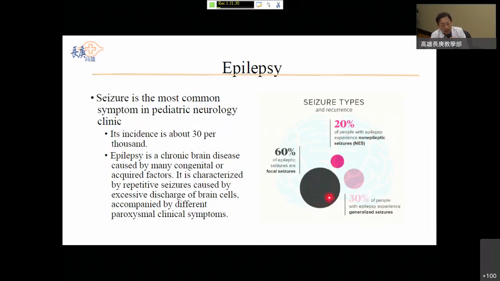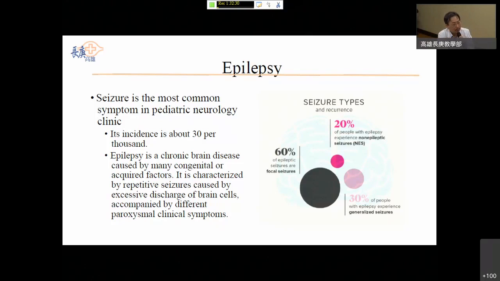And there are 30% of people that might have generalized seizure. What we mean by generalized seizure is that your body, your hand, your trunk, your extremities are having seizure activities, the whole body, okay? And 60% of seizure type presents with focal seizure. What we mean by focal seizure is only localized to your extremities, like your left upper arm, left lower extremity, or right upper arm, or right lower extremity, focalized to a certain area, okay? So keep in mind, there are three types of seizure.